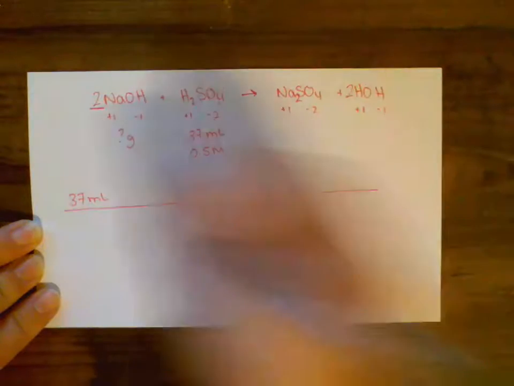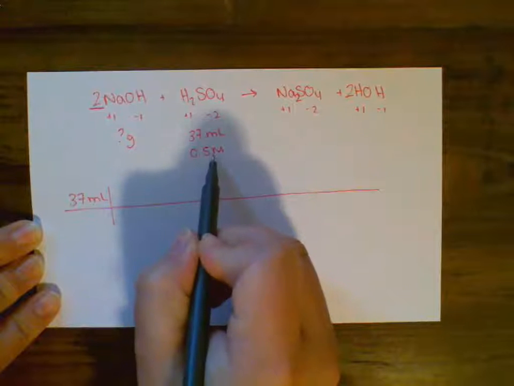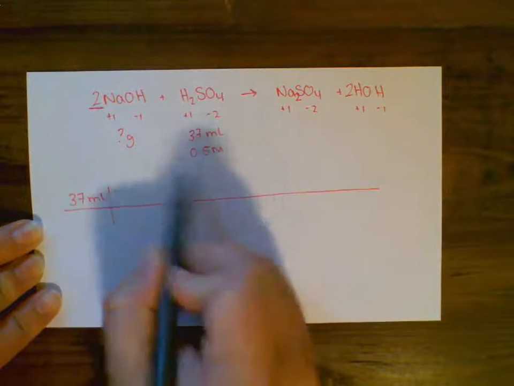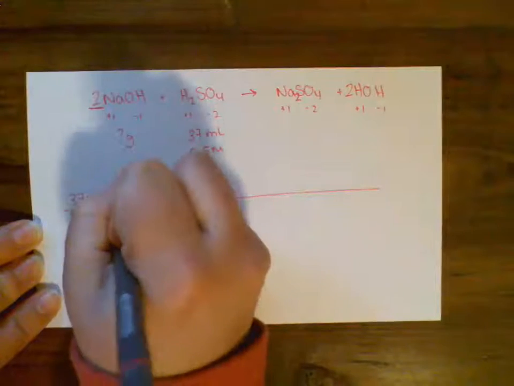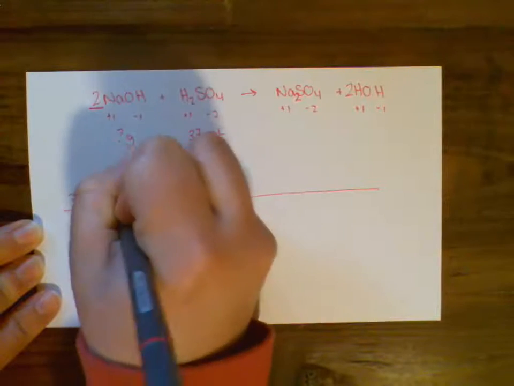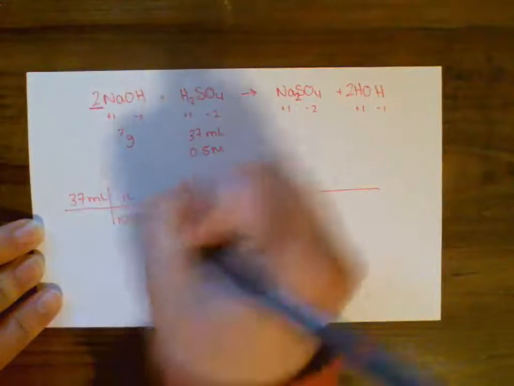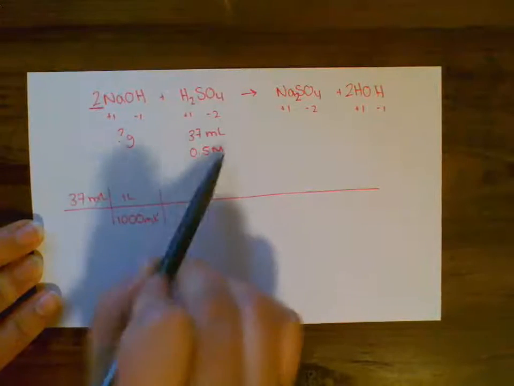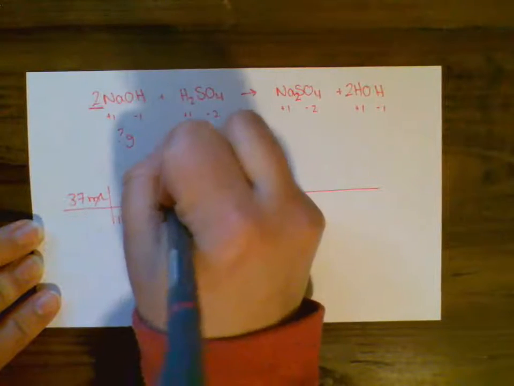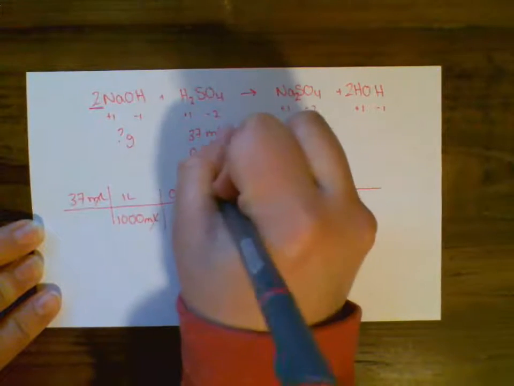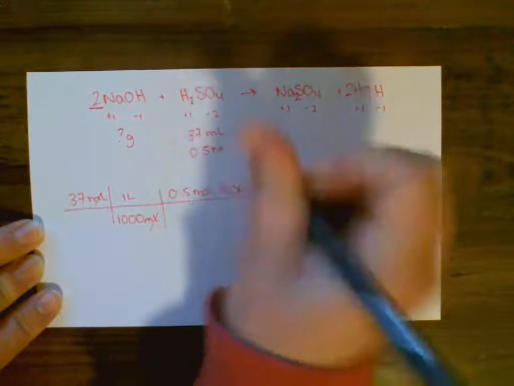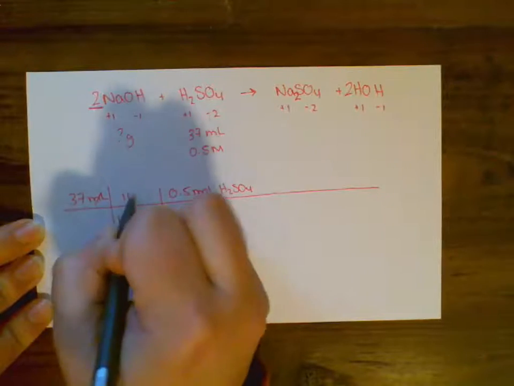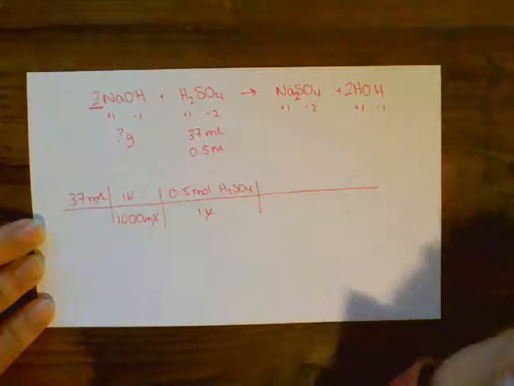I'm going to set up my stoichiometry problem. I know that this molarity is in moles per liter. That means I'm going to need to get milliliters into liters if I'm going to be able to use that. So 1,000 milliliters is the same as 1 liter. So now I can cross out milliliters, and I've converted my units to liters. So now I'm ready to use this molarity here. I know that it's 0.5 moles of H2SO4 per 1 liter of solution. Notice that my liters match up here, so I can cancel those out. I'm left with moles on the top.